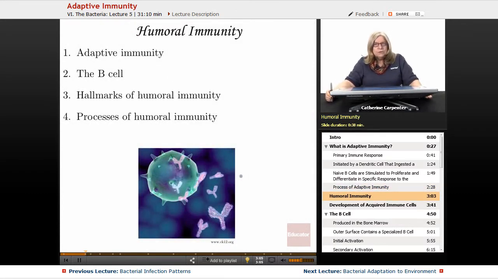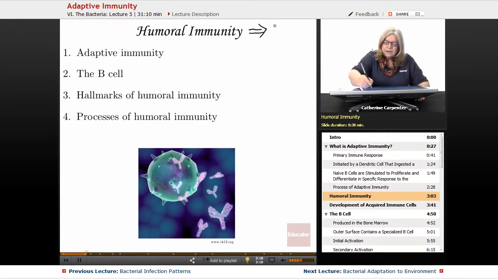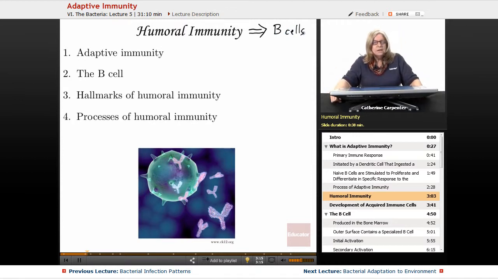Humoral immunity is the arm of the immune system that involves B cells. It's one half of the adaptive immune system. There are various hallmarks that we're going to talk about: how B cells differentiate, why they differentiate, what their function is, and then how they go on and execute their eradication of pathogens. And finally, as we discussed, they actually remember the pathogen.